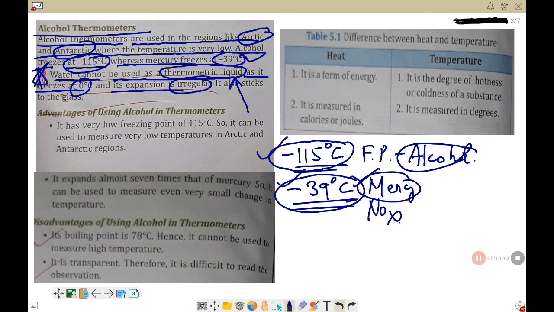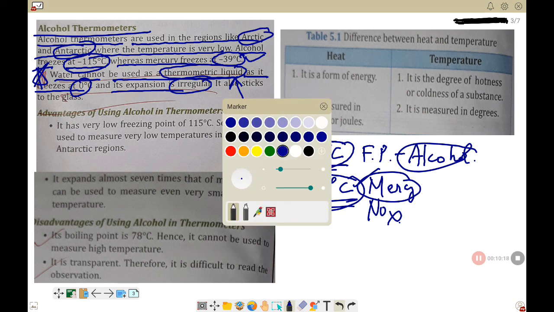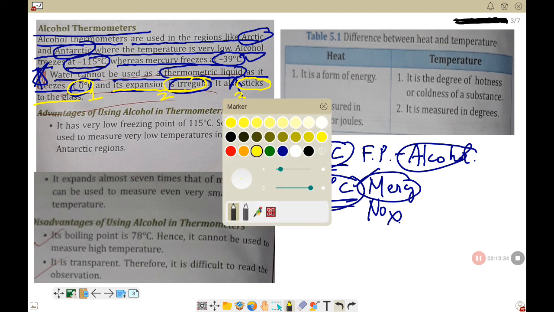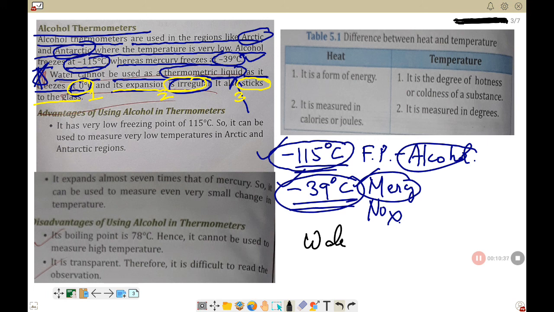So for this, there are three reasons. Number one reason for not using water in the thermometer is it freezes at 0 degrees Celsius, its expansion is irregular, and it also sticks to the glass. So these are the 1, 2 and 3 reasons for not using water as the liquid in the thermometer, that is called a thermometric liquid.